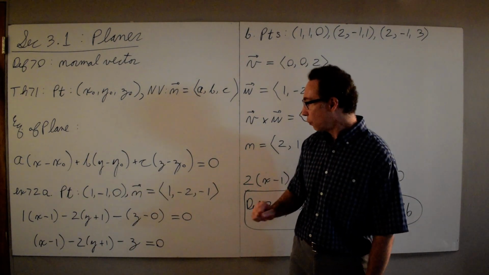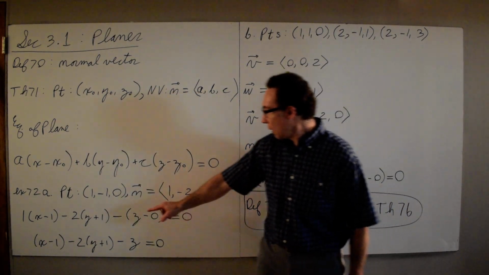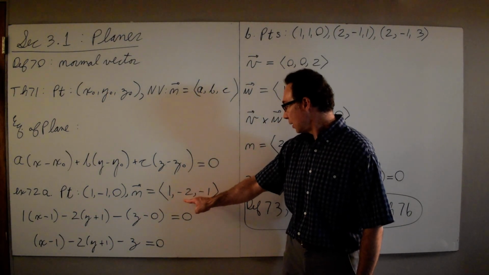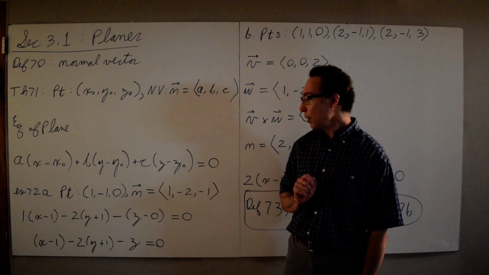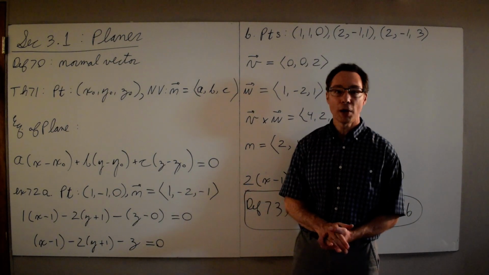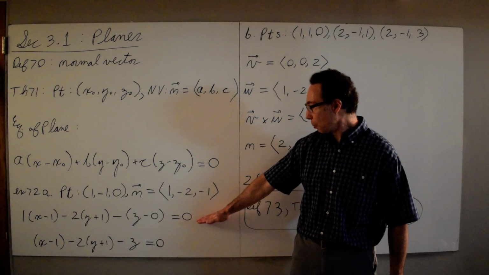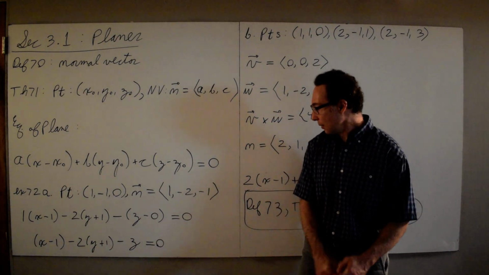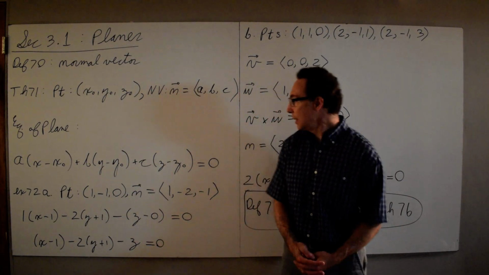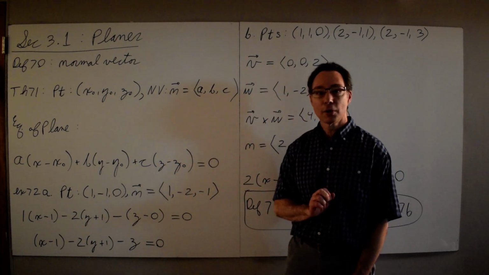So a very straightforward example is part A of example 72. We're given the point 1, negative 1, 0, and the normal vector 1, negative 2, negative 1. We want to find the equation of the plane that contains this point and has n as its normal vector. We simply use this equation right here. So we just plug in the numbers in the appropriate places, and in the next line down we simplified slightly. So this is the equation of the plane that contains this point and has this vector as its normal.